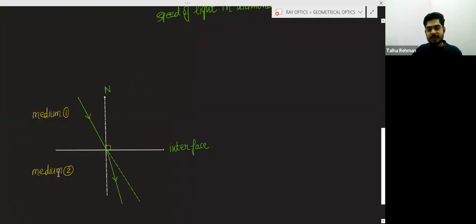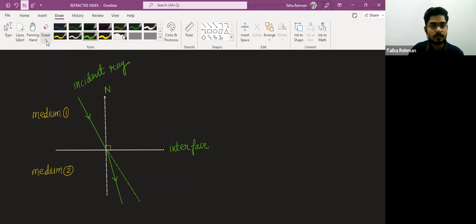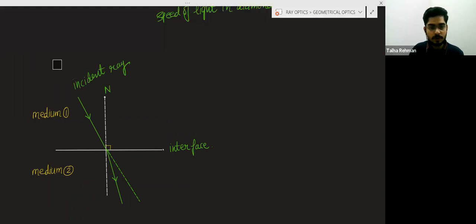Okay, this is medium 1 and this is medium 2, and a ray of light. This is the incident ray, and this is the refracted ray. This is the incident ray, this is medium 1, this is medium 2. Light is traveling.